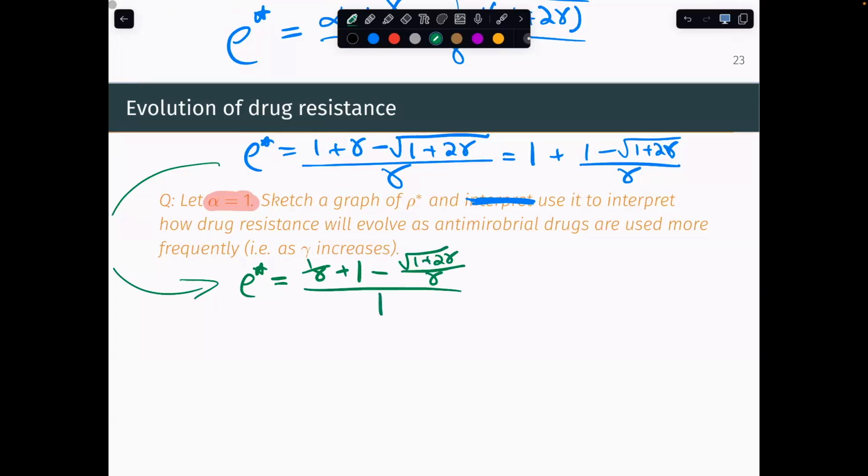So what happens when gamma gets very, very large? This is going to go to 0. And this is going to tend towards 0 as well. So you've got the square root of a large number over that large number. It's going to tend towards 0. So here, this is going to tend towards 1 as gamma tends towards infinity.